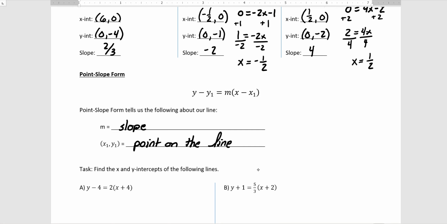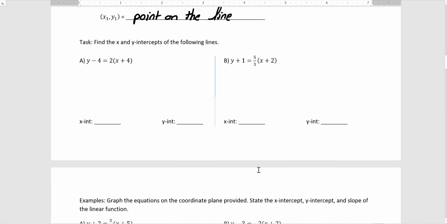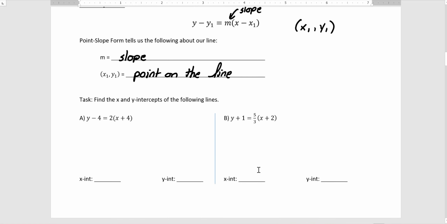So if I'm looking here, M is my slope, and then y minus y1 equals M times x minus x1. Well, x1 and y1 represent the point. So whatever numbers are there represent the point that we're on. All right, so we're going to start by just algebraically finding the x and y intercepts of the line. I'll do letter A together, and then I'll have you do B on your own.